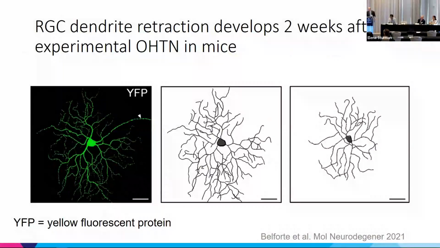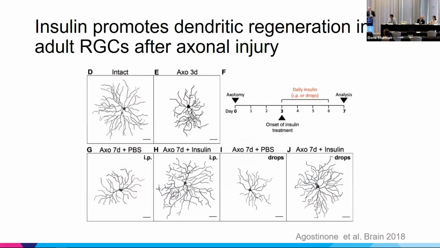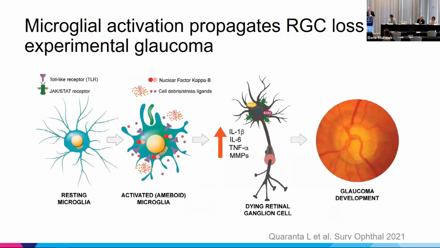by impaired insulin signaling. Insulin actually promotes dendritic regeneration in adult retinal ganglion cells after axon injury, as indicated by this data that, again, Adriana was responsible for, a senior author on, and published in Brain in 2018.